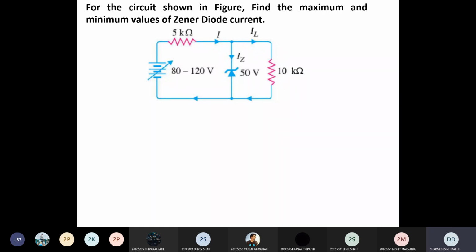So first you identify the state of the Zener diode, whether it is on or off. So here we first found from the supply voltage and Zener voltage that in this circuit diagram your Zener diode is in the on state. So in the on state, how can we represent the Zener diode?